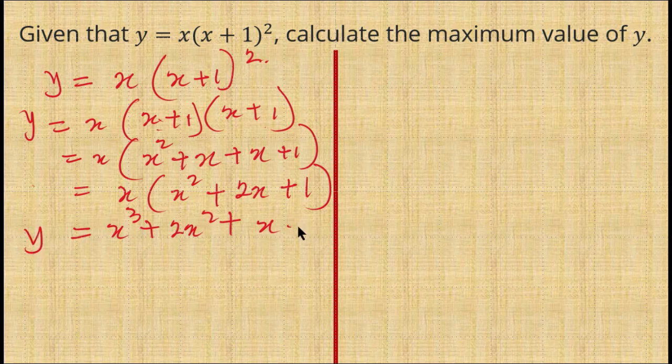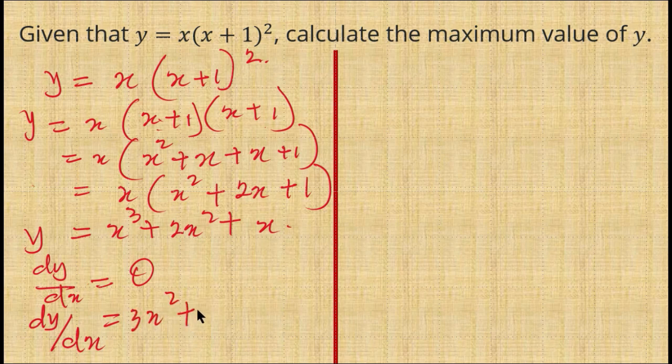Now for this curve, we know that at the turning point, our dy/dx must equal 0. So the first thing is to determine the dy/dx at the turning point. Differentiating this, dy/dx will be the same thing as 3x squared plus 4x plus 1. In case you have challenges with understanding differentiation, we'll place a link in the description below where we solved and explained how to differentiate extensively.